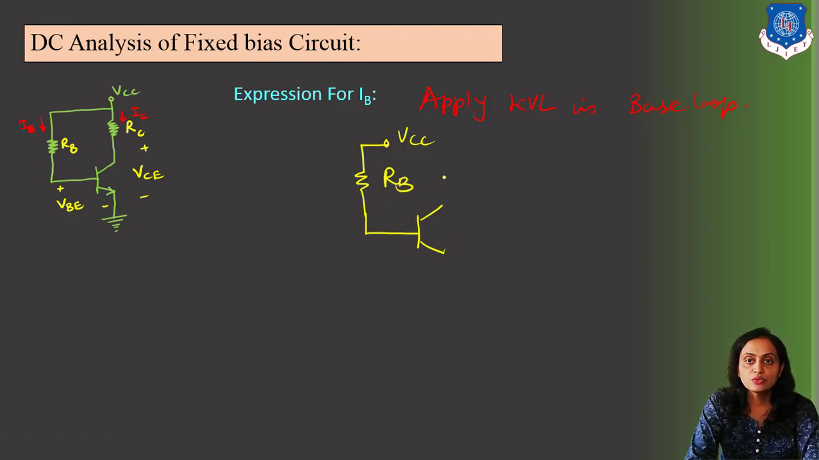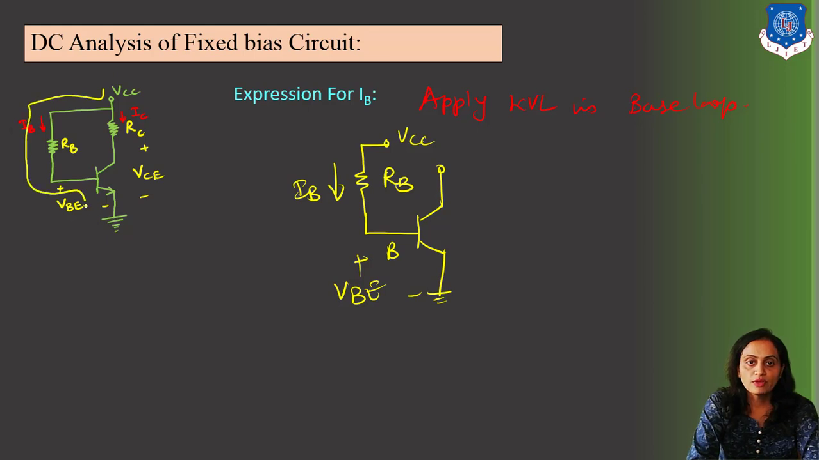It is given to the base terminal, and this is a collector terminal, and this is ground. So this current is IB, and this voltage you find VBE. So this is the base loop, and we are applying the KVL from this VCC to ground. So that is drawn over here again. So let us apply KVL in this loop.